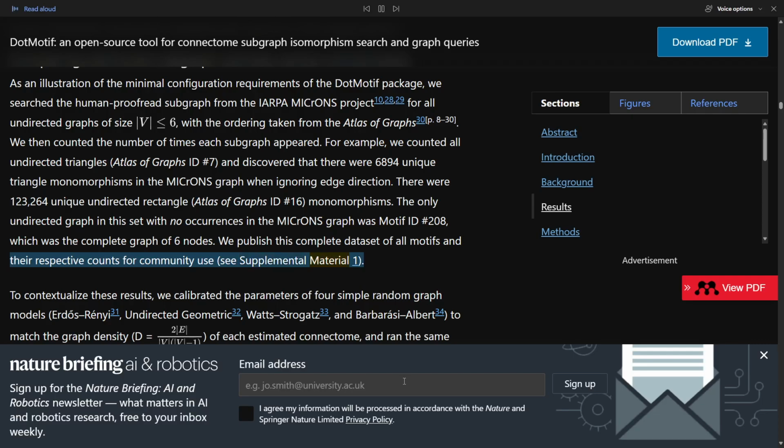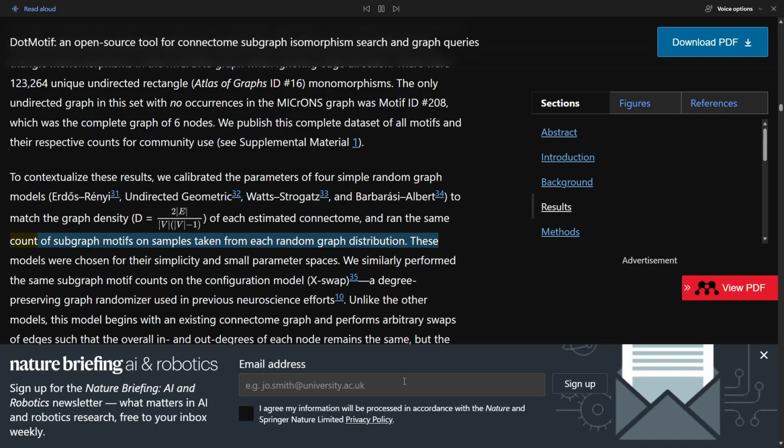See Supplemental Material 1. To contextualize these results, we calibrated the parameters of 4 simple random graph models, Erdős–Rényi, Undirected Geometric, Watts–Strogatz, and Barabási–Albert, to match the graph density of each estimated connectome and ran the same count of subgraph motifs on samples taken from each random graph distribution. These models were chosen for their simplicity and small parameter spaces.